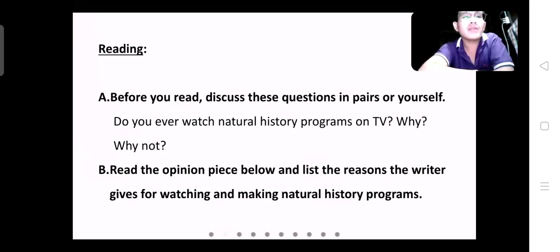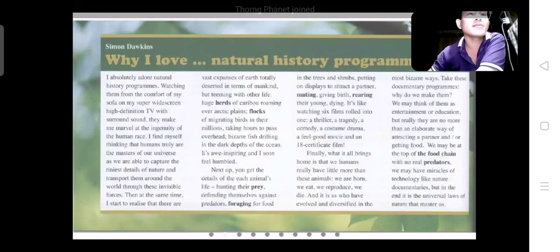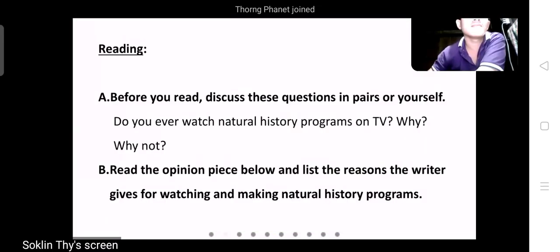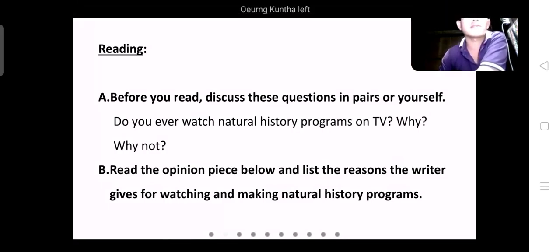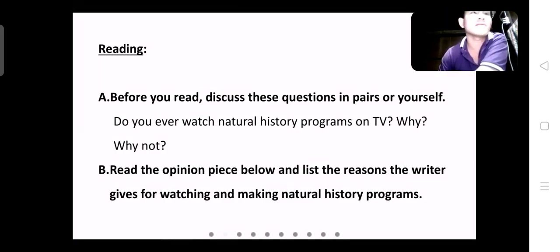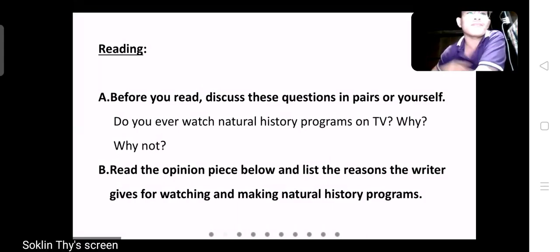Before we go to the reading, I want you to think about the question: do you ever watch natural history programs on TV? Why or why not? You can answer this question by yourself. My answer is yes, I have watched them since I was young, but I'm not very interested. I just watch some episodes that can attract me. Next slide.